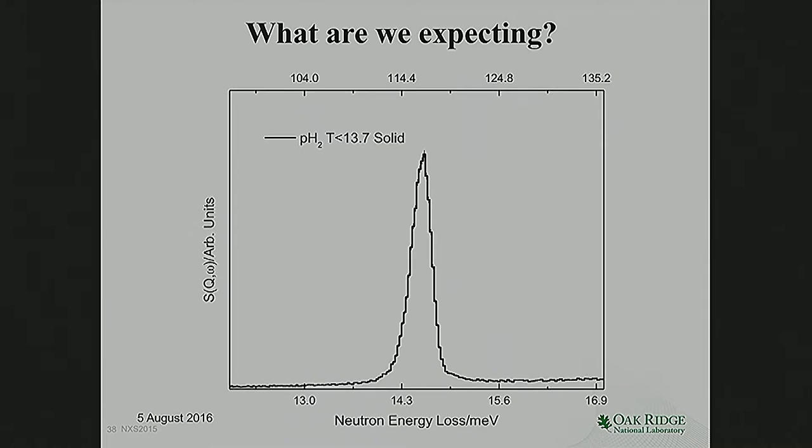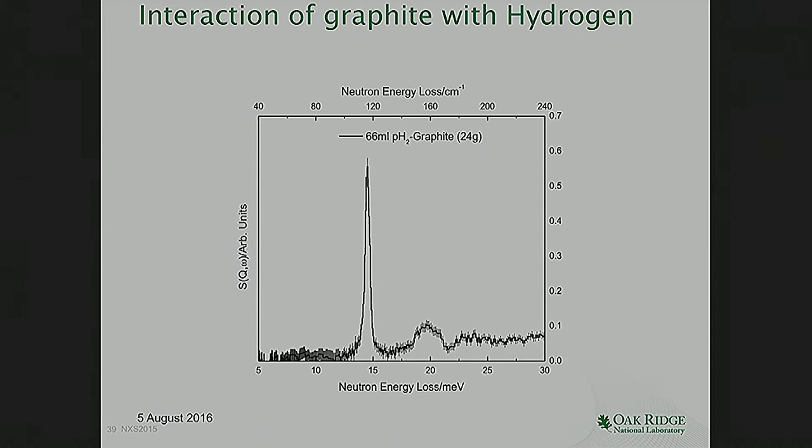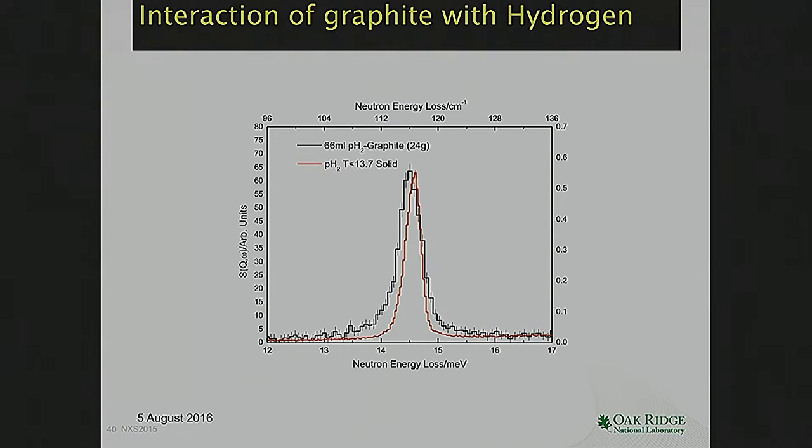So far, that's what the theory says. So what you expect is if you look at pure hydrogen, this is your rotational line. You put that on the top of graphite, and this is what happens. So essentially, you have the solid. When you put it on top of graphite, it broadens a bit. There's not much interaction between graphite and hydrogen, and it shifts a little bit down. That is probably due to a zero-point energy change.